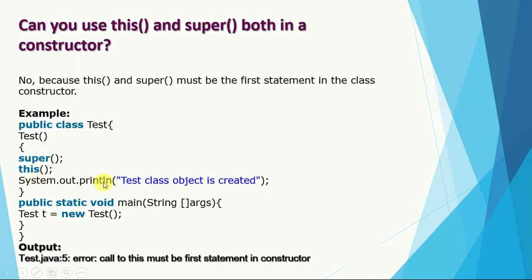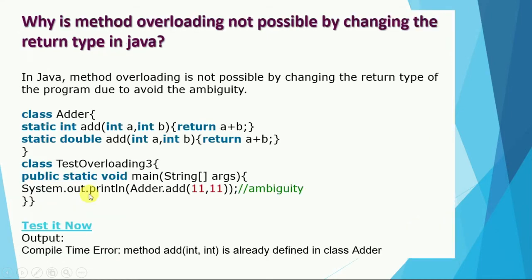Then we have a printing statement, "Test class object created". In the main method, when we create an object and call this constructor, it will throw an error: call to this must be the first statement in constructor, because this in this program is the second statement. That's why it will throw an error.